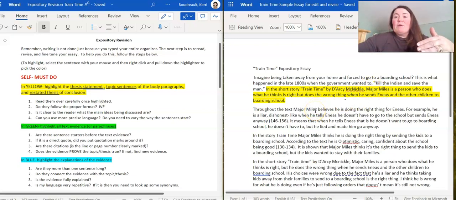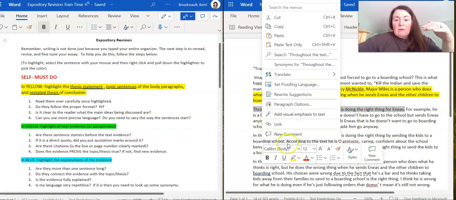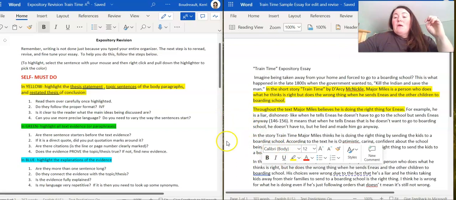I have to do my first point in my first paragraph. So they did that right. They have a strong topic sentence. Topic sentences will become yellow. So I'm going to highlight that yellow if my mouse will be my friend. Right click and yellow. For example, he is a liar, dishonest, like when he tells Aeneas he doesn't have to go to school, but sends Aeneas anyway.